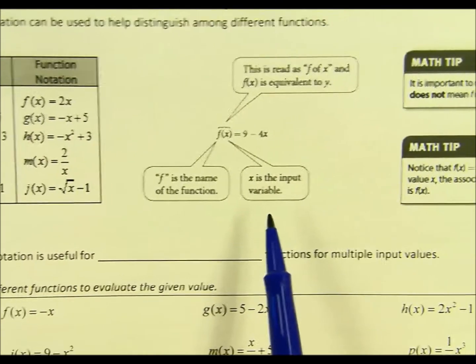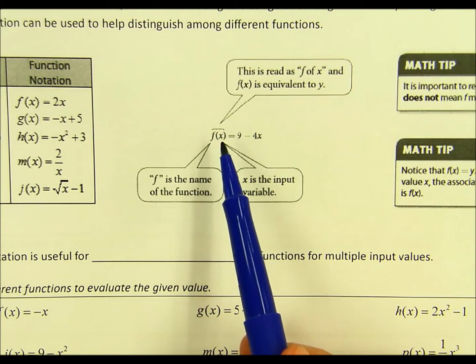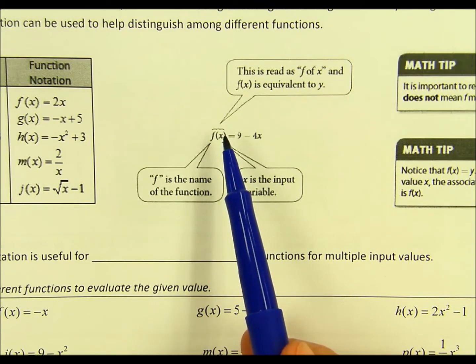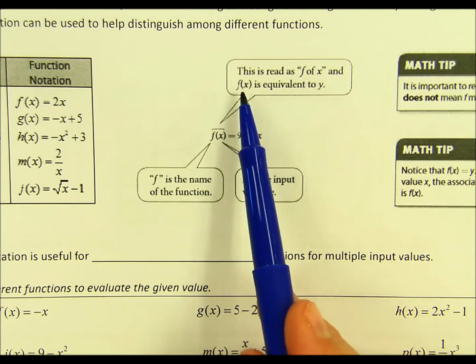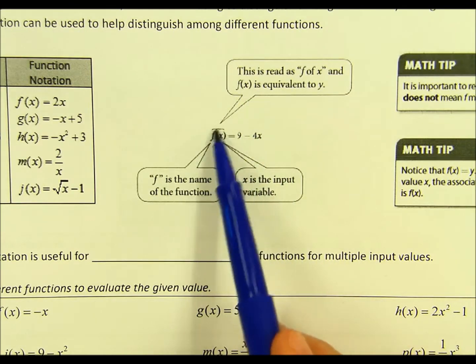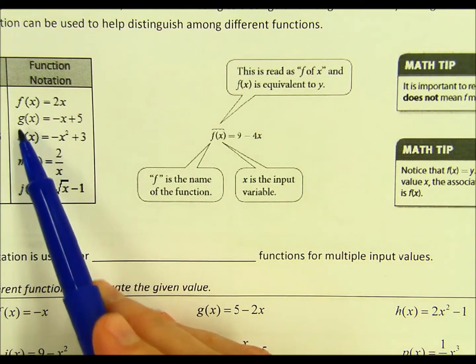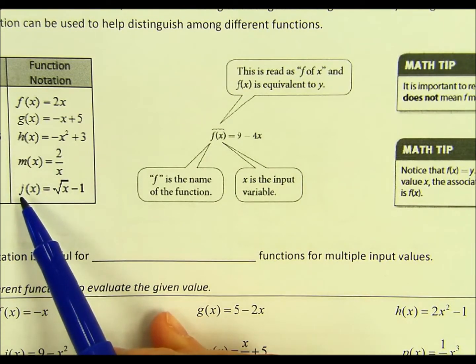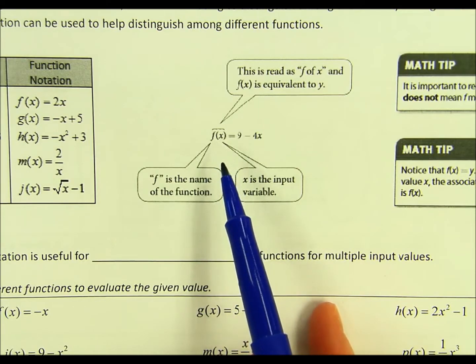So if you look here in the middle, you need to keep in mind that when you see this, I know it looks like multiply, but it is actually not multiply. This is read f of x, and f of x is basically equivalent to y. It is replacing the y. It's almost giving the function a name. So f is the name. Over here, g, h, m, and j would be the names. The input variable is always the x.